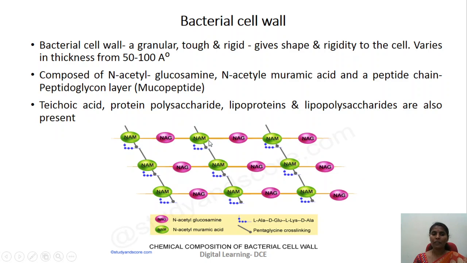In this diagram, we can observe the chemical composition of the bacterial cell wall, where N-acetyl muramic acid and N-acetyl glucosamine are arranged alternate to each other in a single direction, whereas a peptide chain runs in a crosswise manner. Along with these three major substances, there are also other additional substances found in the bacterial cell wall, like teichoic acid, protein polysaccharide, lipoproteins as well as lipopolysaccharides.